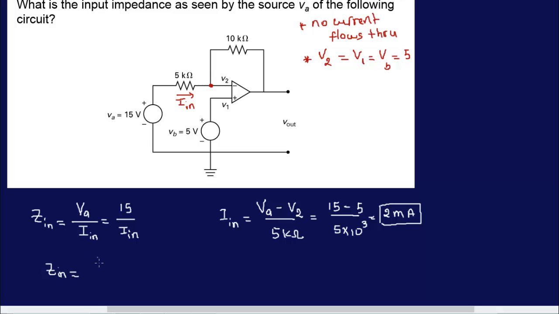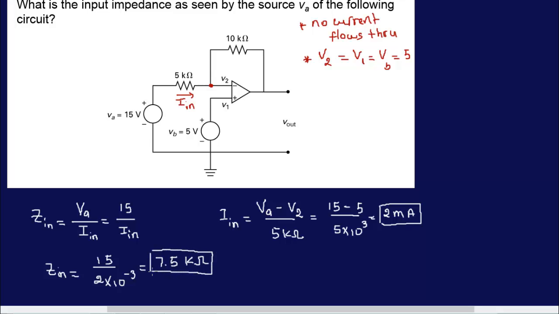Okay, so we can go back here and calculate our Zin. We have 15 volts over 2 milliamps, so 2 times 10 to the power minus 3, and that would be 7.5 kilo ohms. And that's pretty much it. Very simple.